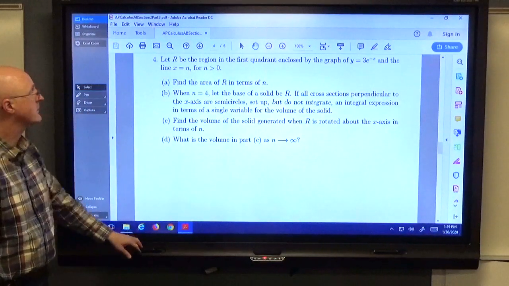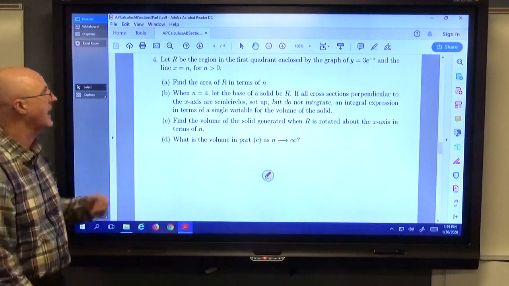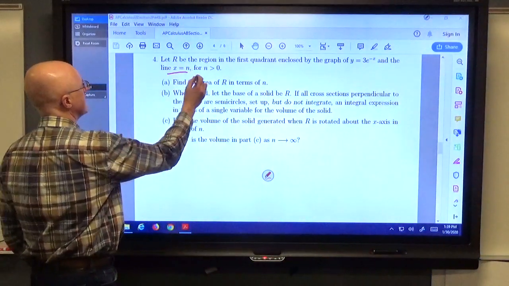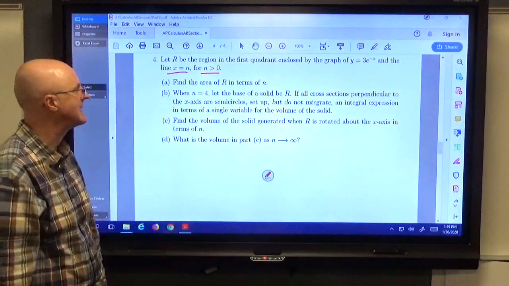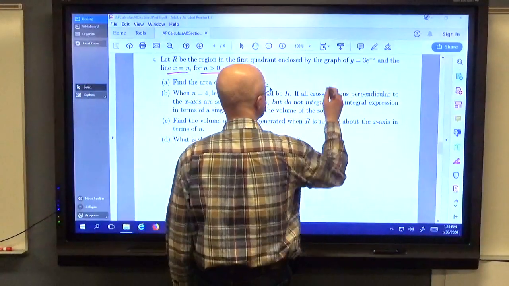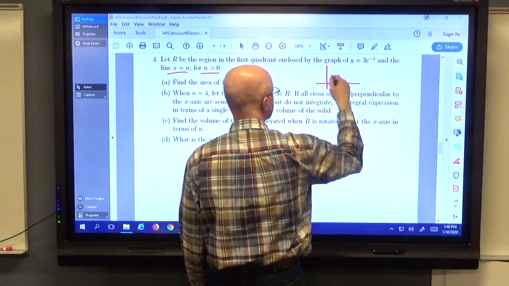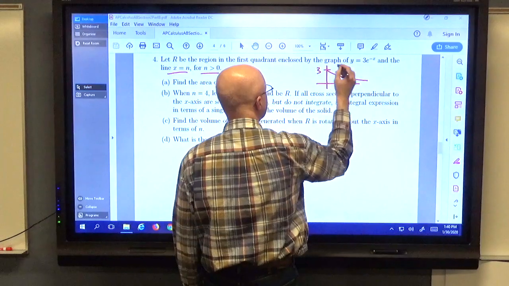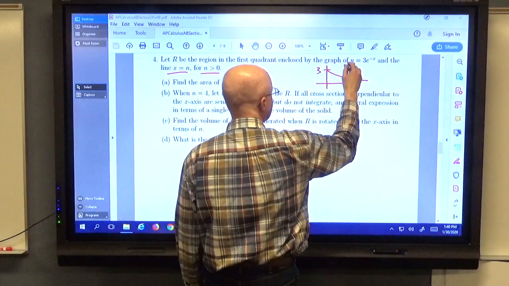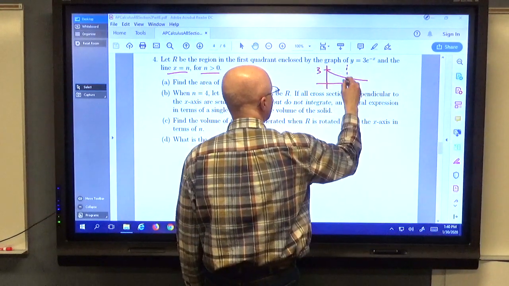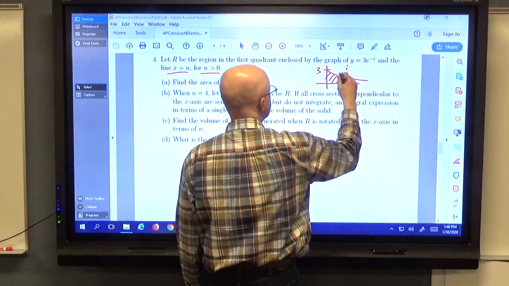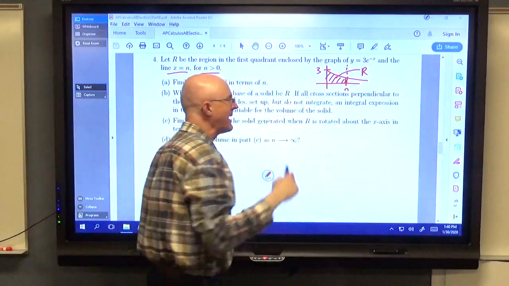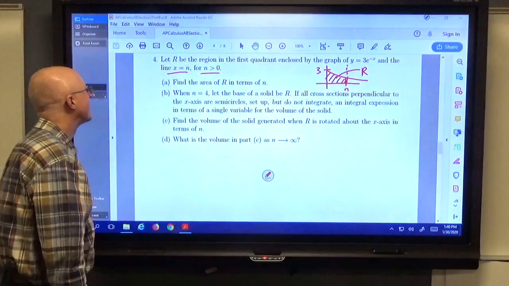All right, let R be the region in the first quadrant enclosed by a graph, a function, and a vertical line for an arbitrary positive n. Let's just quickly draw a picture up here. First quadrant means we're over here. The graph of an exponential decay is going to look about like that. That'll be 3 right there. Vertical line, x equals n. This is the region R right there. It's really a region that depends on n. We could call it a function of n if we would like to.